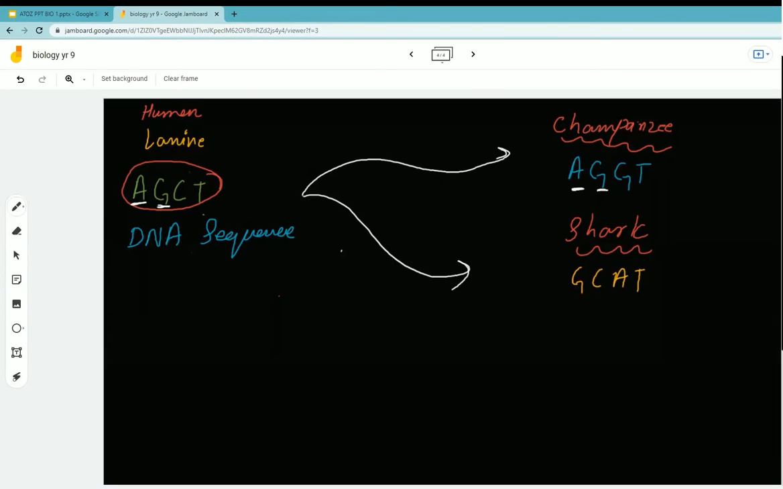Okay. Now Lamin has T at the end, chimpanzee also has T at the end. The only difference is what? The G and the C there. That C is what makes us human and makes them chimpanzee. Perfect job. But the shark has G at the first, A here, C here, G here. More differences, correct?